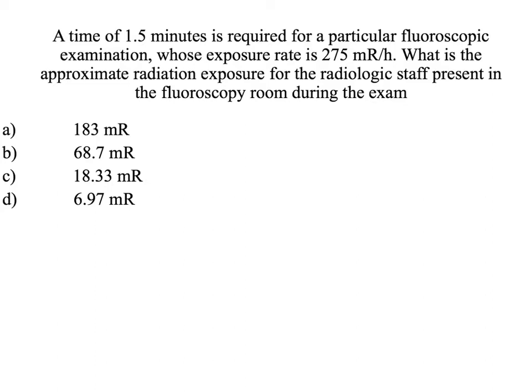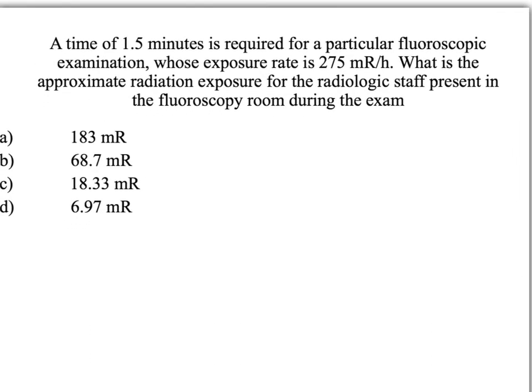First thing we're going to do is honestly just divide 275 by what? How many minutes are in an hour? 60. Yeah, so we're going to divide 275 by 60, which gives us what? 4.58? Okay, so that's 4.58.